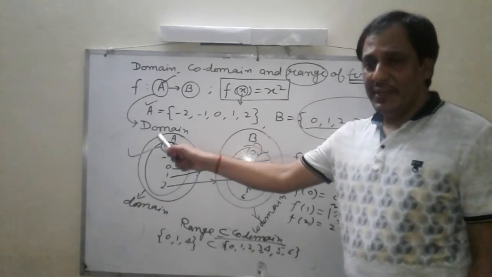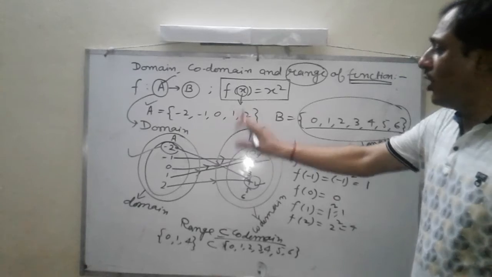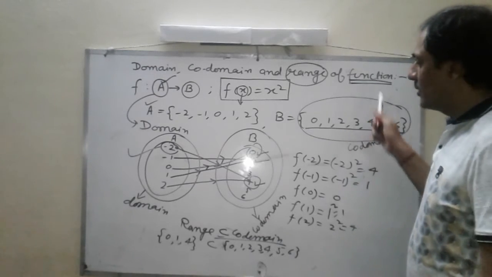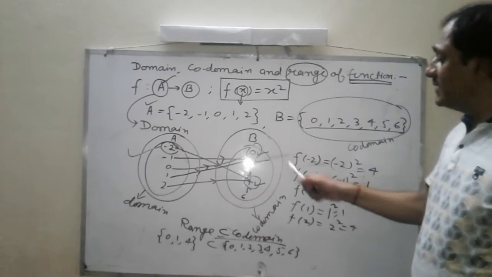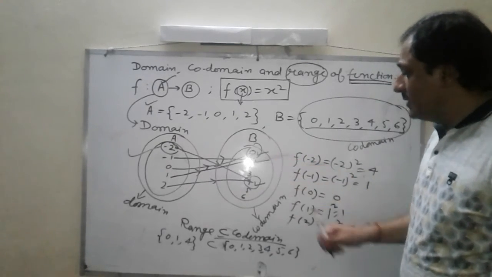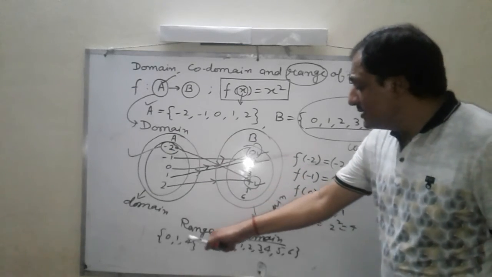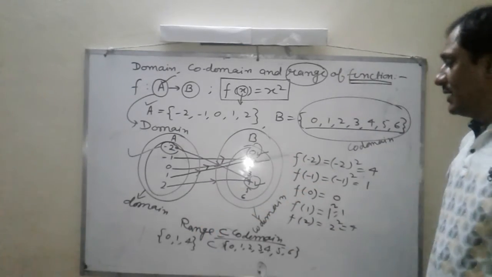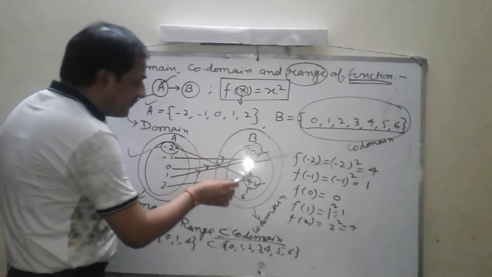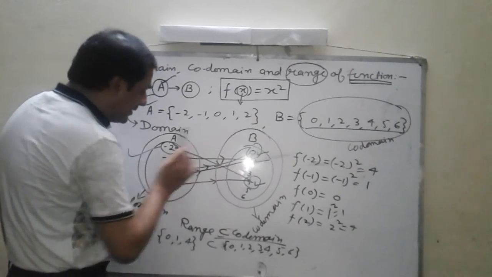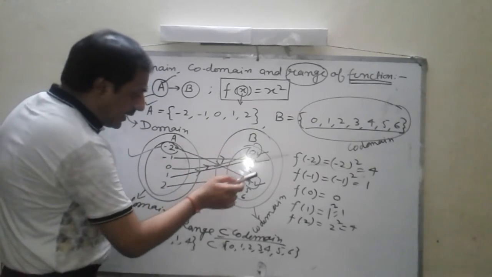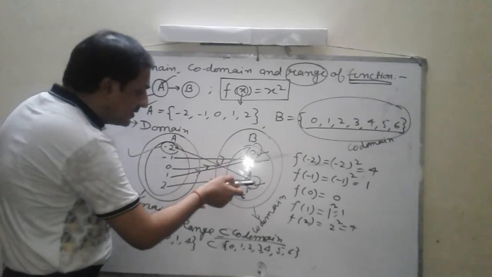What is the domain? Domain of a function is the set of all the elements of set A. And what is the codomain? All the elements of set B are called the codomain. And what is the range? Range is the set of images. Here 0, 1 and 4 are the images. So the range is 0, 1 and 4. And what is the pre-image? Here minus 2 is the pre-image of 4. Minus 1 is the pre-image of 1. 1 is the pre-image of 1. 0 is the pre-image of 0. And 2 is the pre-image of 4.